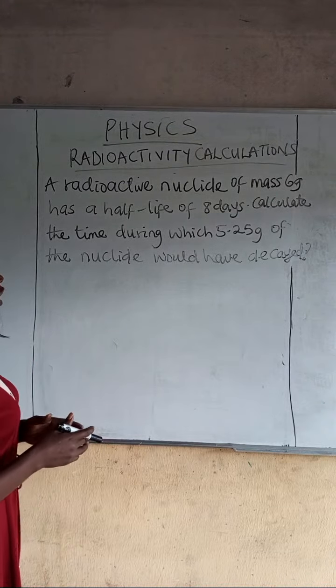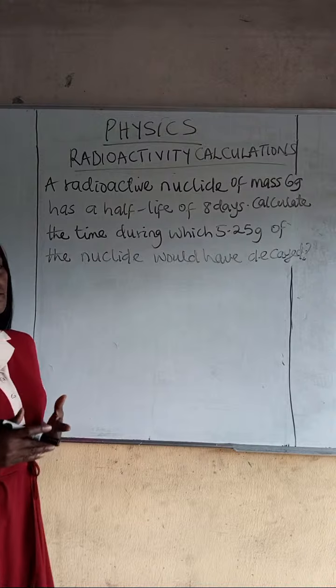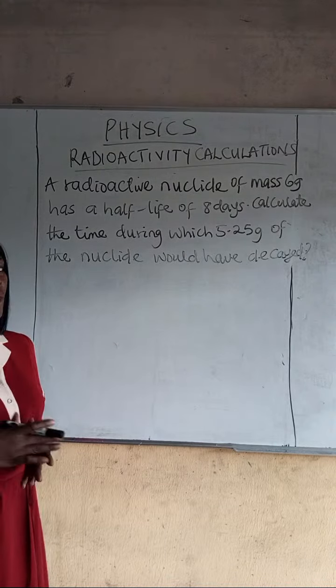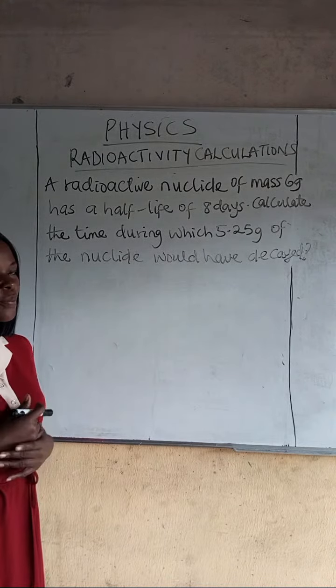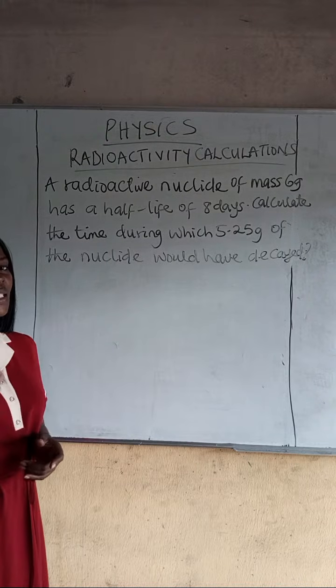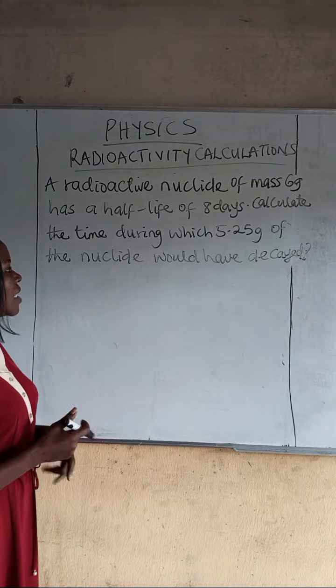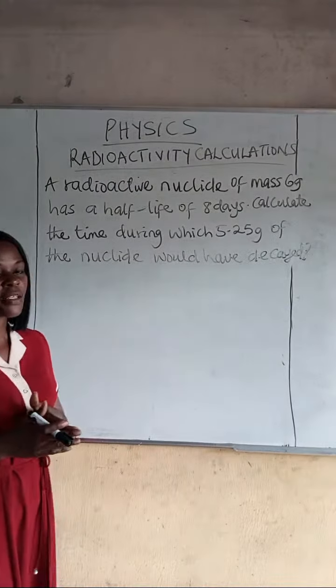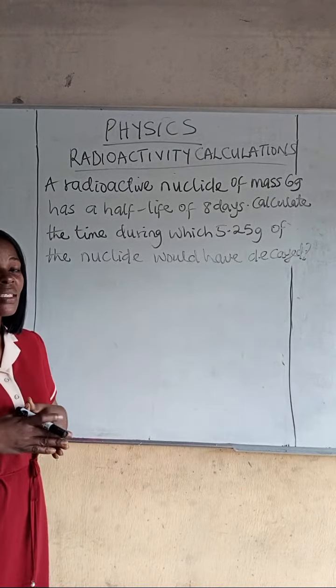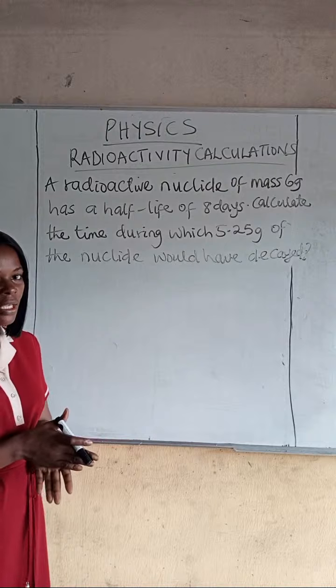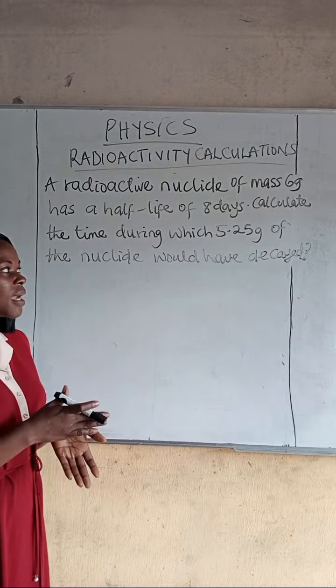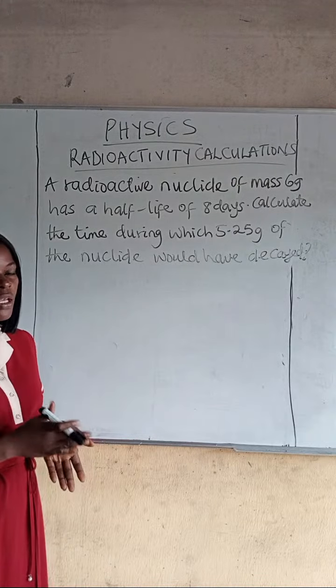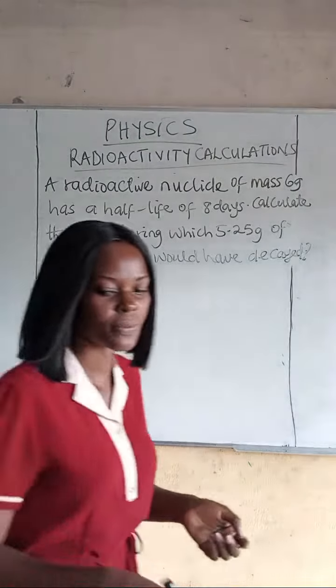Now, the first thing I'm going to do is to look at our number of atoms. That is the original number of atoms, okay? It is given as 6 grams, and the half-life is given as 8 days, right? And this is the number of atoms that has decayed. So we need to get the number of atoms that is remaining after decay. That is by saying 6 minus 5.25, okay? So let's dive into that.